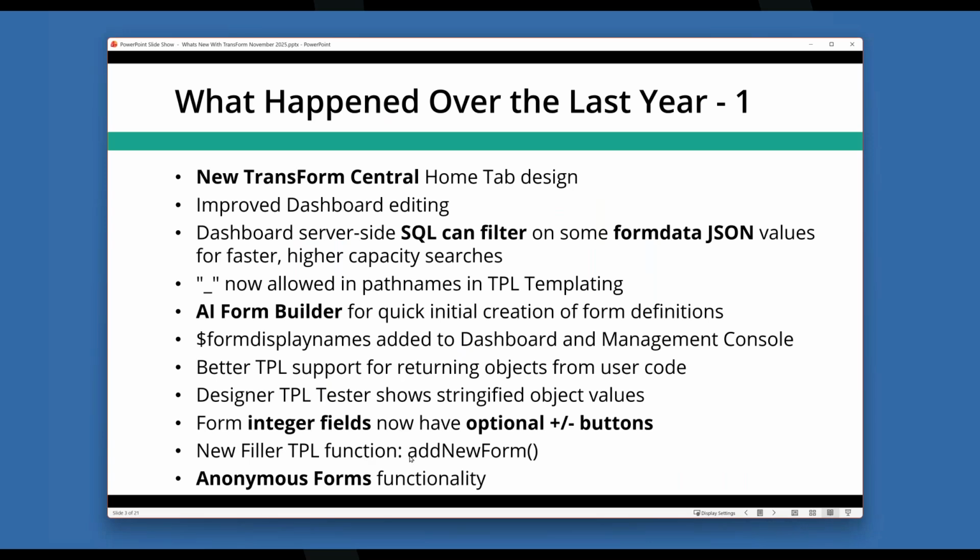There's a new TPL function, which is add new form. This lets you programmatically, in a form, create a new form. So let's say you're filling out a form and the user has given you certain information and now you know you need an additional form for them to fill out later. You can do that using the add new form function so that programmatically you can decide and set up the initial values for that form. We have something new called the anonymous forms functionality that I'll talk about in much greater detail soon.